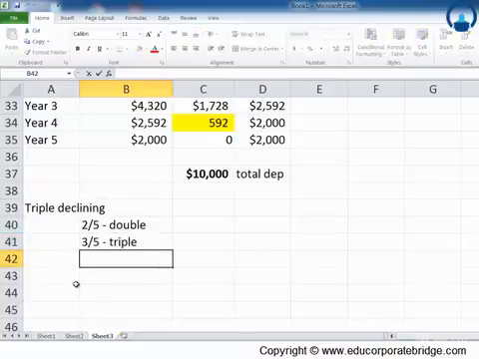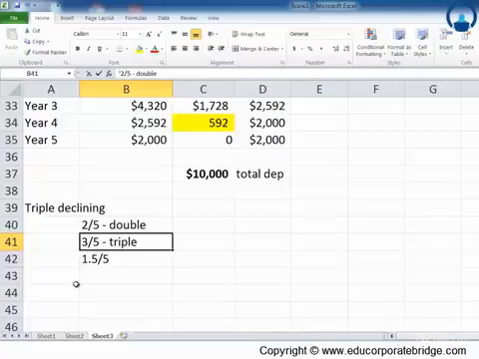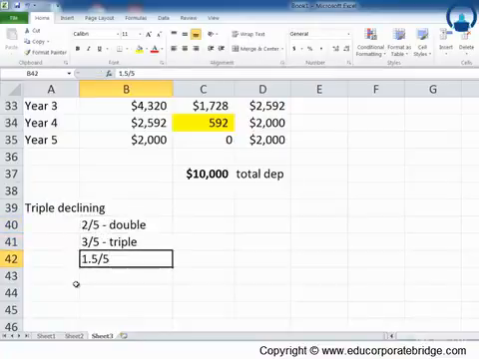And in addition, it can be any number, 1.5 times declining method as well. So please note that whatever the declining method has been specified, you apply the formula appropriately. The only change comes in the first part, which is 2 by 5, 3 by 5 or 1.5 divided by 5.